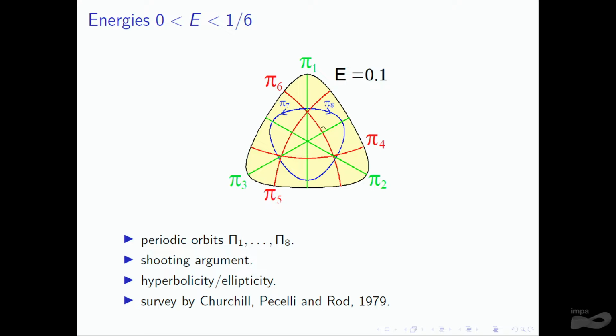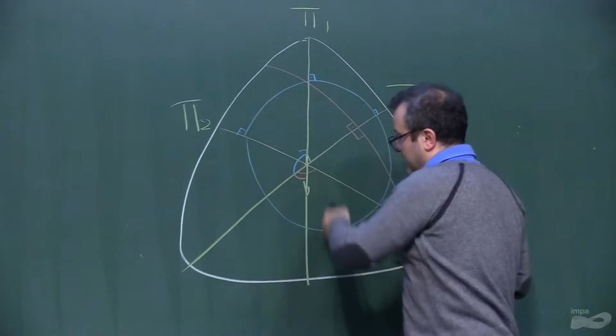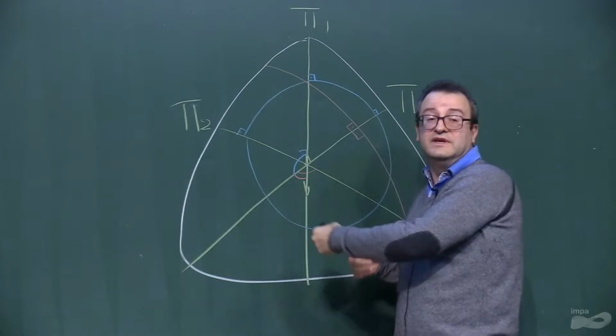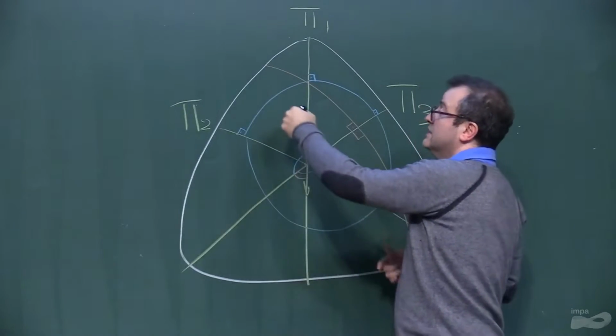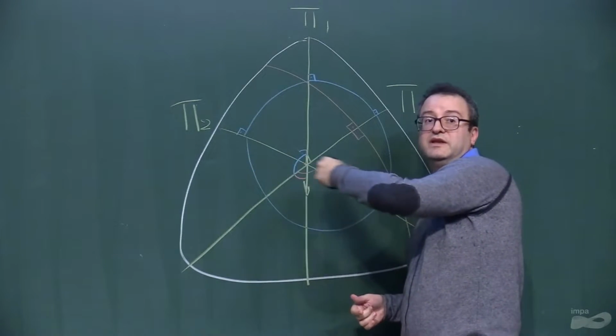So there is this survey by Churchill, Pecelli, and Hod, which says much more about these orbits here. But let me say the first object to study the dynamics of this system is to see that, with that property that I said, again, by the symmetry, the orbits are attracted by this line here. The acceleration has a positive component to this. So any solution here will be oscillating from one side to the other infinitely many times.